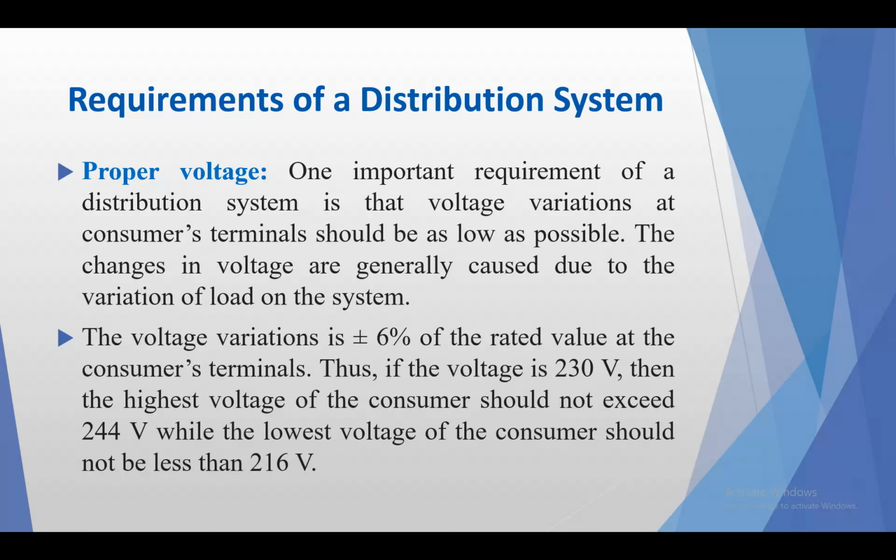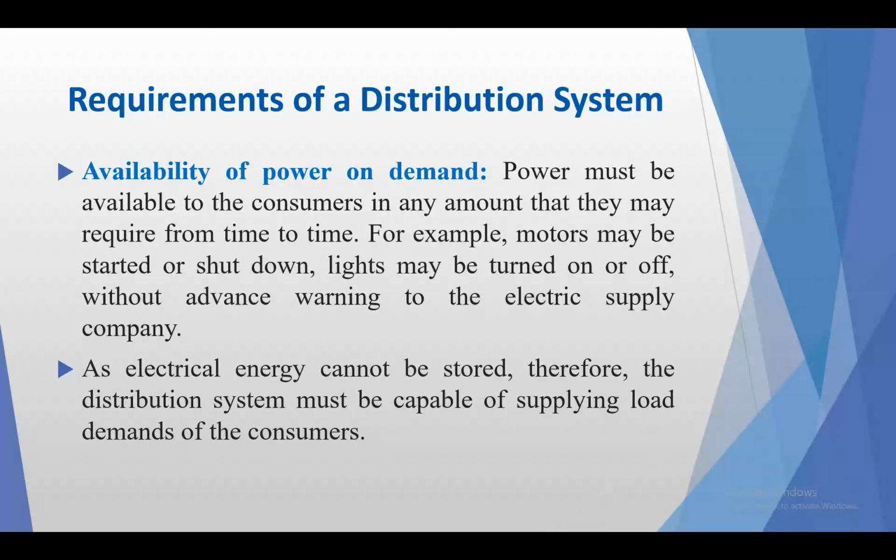The first one is that proper voltage is available at the consumer terminal. Then the availability of power on demand. Power must be available to the consumer in any amount that may be required from time to time. For example, a motor may be started or shut down, lights may be turned on and off without advance warning to the electric supply company. As electrical energy cannot be stored, the distribution system must be capable of supplying the load demand of the consumers. So the next requirement of a distribution system is the availability of power on demand.